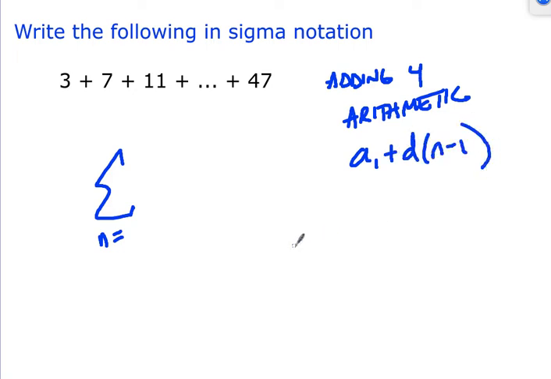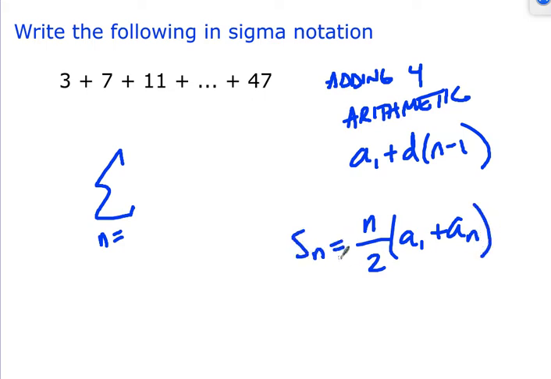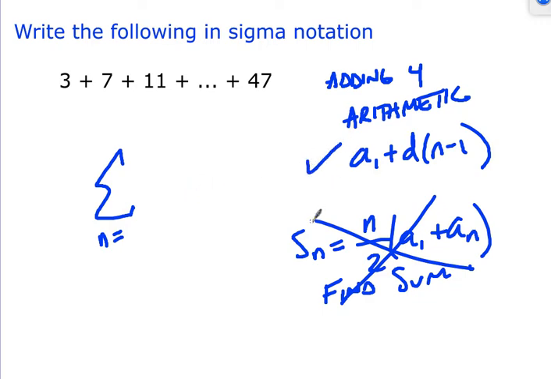Now, you might be wondering, why am I not using the other formula, this formula right here? There are 2 formulas for arithmetic. This is the summation formula. This is what I would use if I wanted to find the sum. But that's not what it's asking for in this problem. I'm not asking to find the sum. I'm asking just for an equation in sigma notation. So this is the formula I'm going to use.